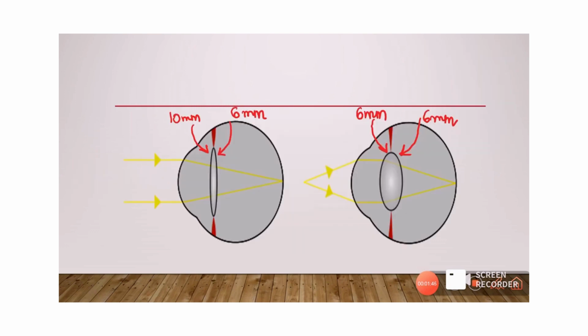So what happens normally, if this is considered to be our normal eye, in which you can see the rays are parallel because this is an unaccommodated state, that means the patient is looking at far.